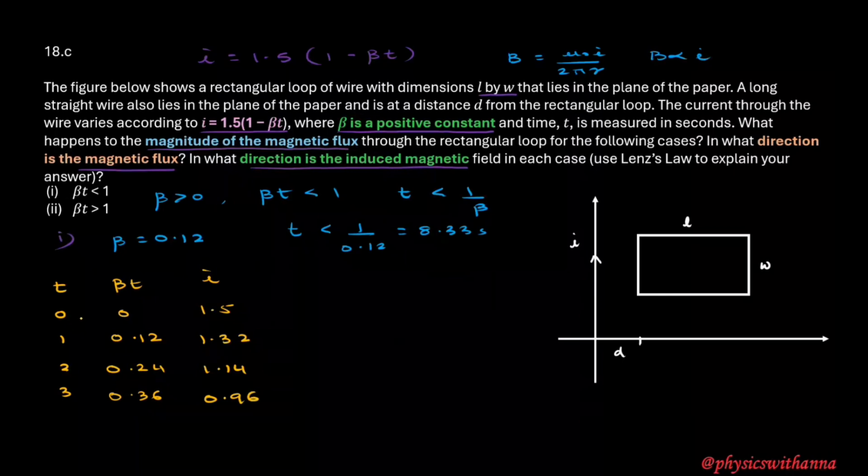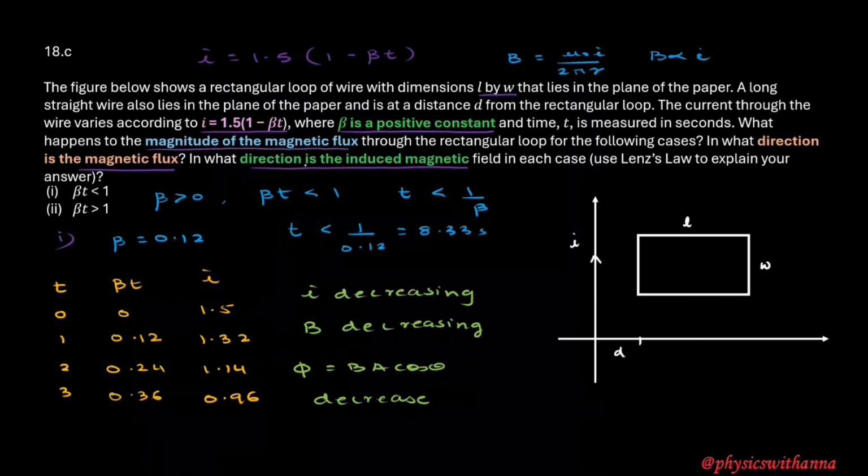So you see, as the time goes from 0 to 3 seconds, the value of current is decreasing. And if I is decreasing, the magnetic field, which is directly proportional to the current, will also decrease. So we say the magnetic field through the loop is also decreasing. Now if the magnetic field is decreasing, phi, which is BA cosine theta, the magnetic flux, also has to decrease. So now we understood what happens to the magnitude of the flux. Since the current is decreasing, the magnetic field is decreasing, and hence the flux is also decreasing.